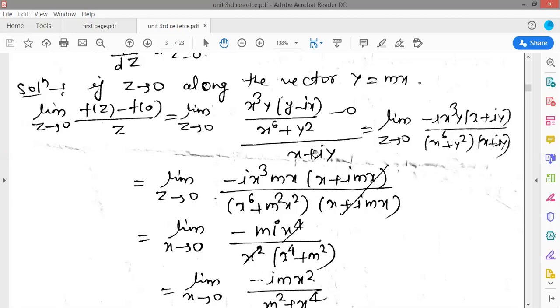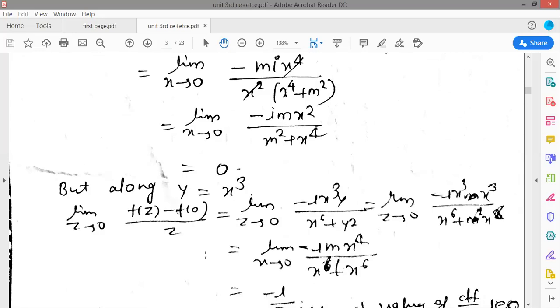So now put y = mx here, then you will get this value. If z tends to 0, that means x + iy also tends to 0. If x + iy tends to 0, that means x tends to 0 and y tends to 0. So this function is only in x form. So x tends to 0. So just put the value of x here, then you will get the value 0. That means at z tends to 0, you are getting 0 here. That means one part is clear to us.